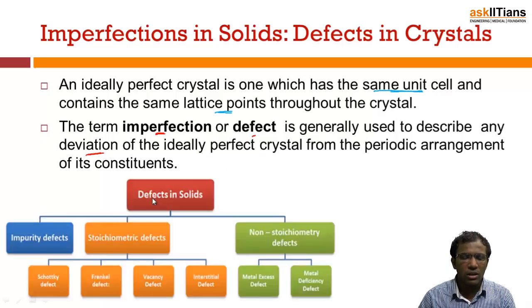Defects in solids can be categorized into three types. One is impurity defects, second is stoichiometric defects, third is non-stoichiometric defects. In this part, we will only discuss the stoichiometric defects, which are important for JEE purposes. Under stoichiometric defects, we have Schottky defect, Frenkel defect, vacancy defect, and interstitial defect. So let's understand these four defects one by one with examples.